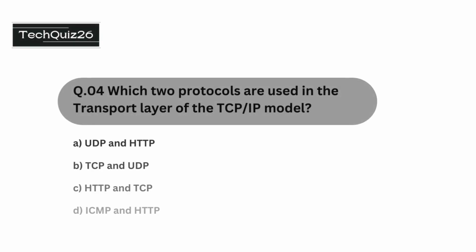Question number 4 is which two protocols are used in the transport layer of the TCP/IP model? The options are UDP and HTTP, TCP and UDP, HTTP and TCP, ICMP and HTTP. The correct option is TCP and UDP.